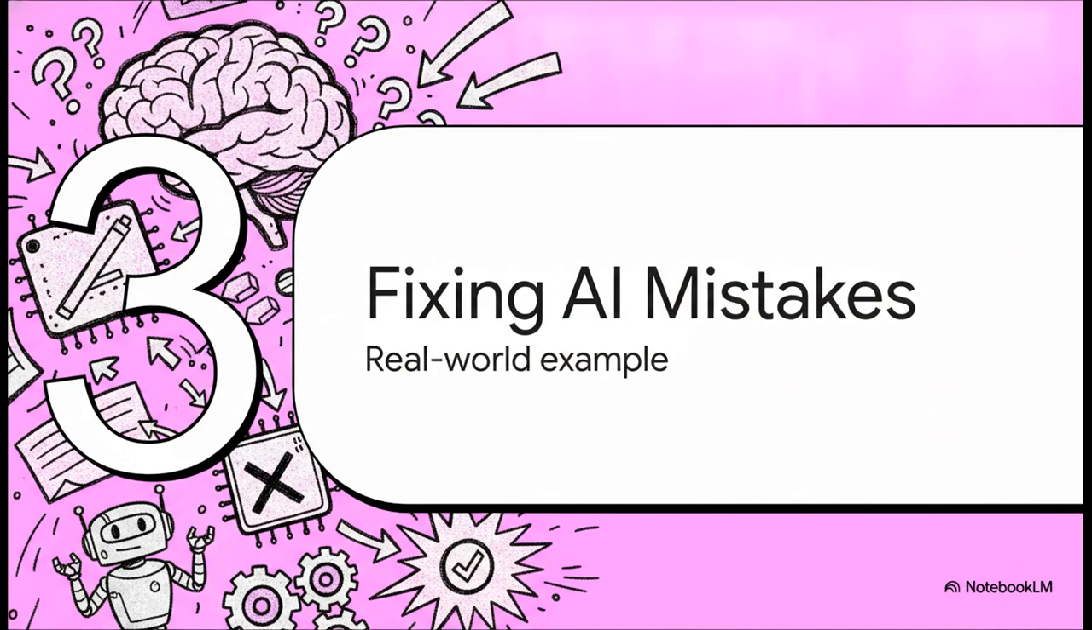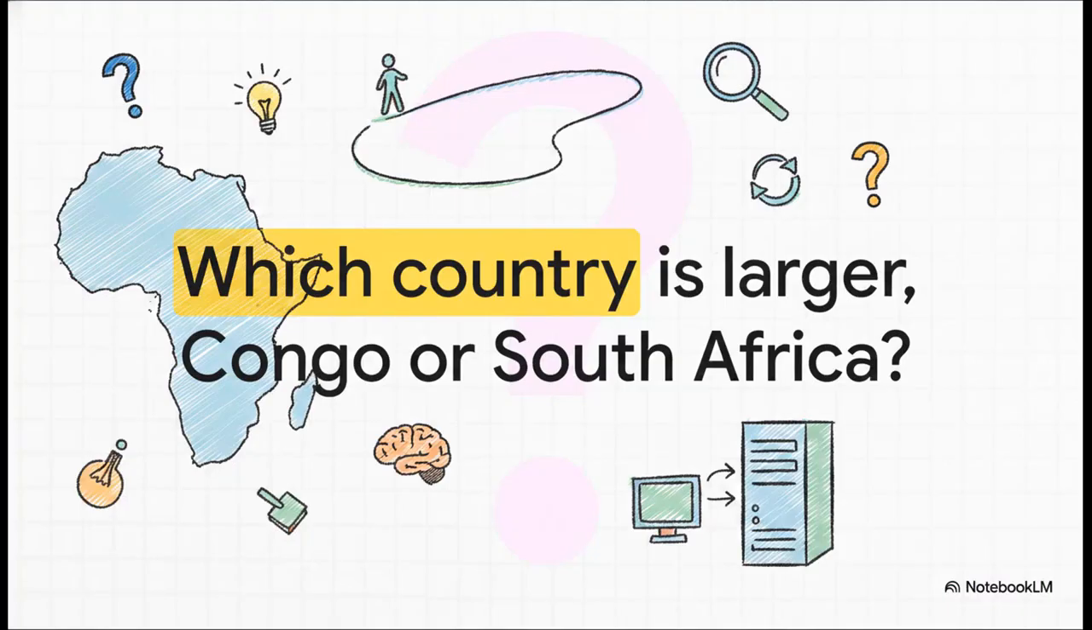Now that we've got the workflow down, it's time to see this superpower in action. Let's step into the conflict with Section 3, fixing confident AI mistakes. Consider this deceptively simple geography question that early models like GPT-3 famously struggled with. Which country is larger, Congo or South Africa? Now, to a human looking at a map, this seems incredibly straightforward, right? But without proper prompting, AI models can easily stumble on this exact type of factual retrieval.